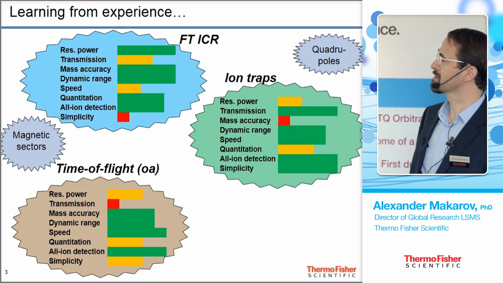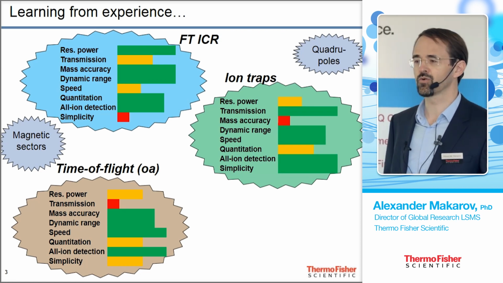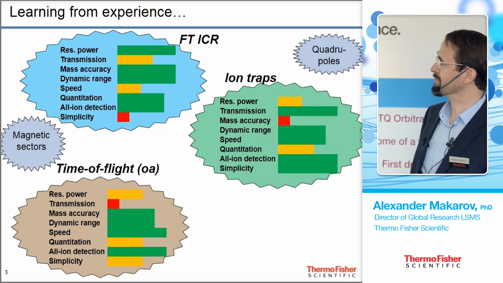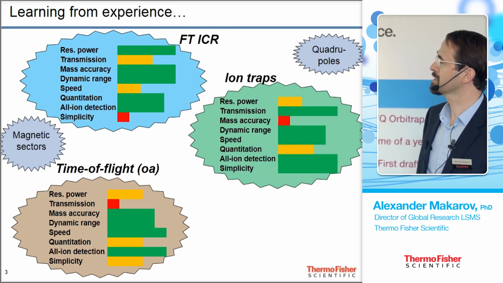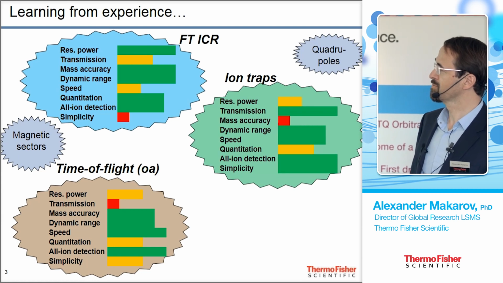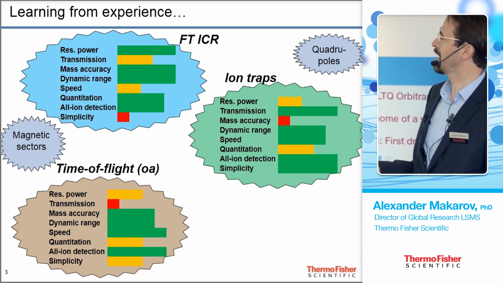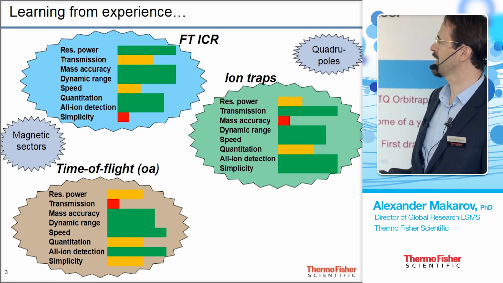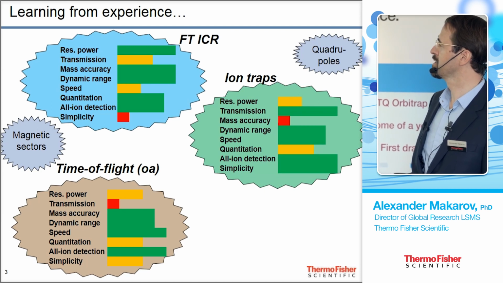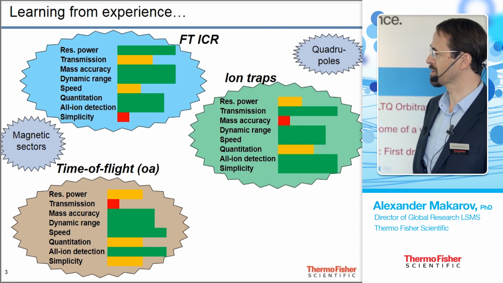If you look at the properties of each of those analyzers, we will see that each of them has its own combination of analytical properties. For example, FTICR has extremely high resolving power, mass accuracy, good dynamic range, but not so great transmission, pretty low speed, and it definitely lacks simplicity. On the other hand, ion traps have very high simplicity. They have extremely high transmission, reasonable dynamic range and speed, but quite limited resolving power and even more limited mass accuracy. And this all results in limited quantitation capabilities.